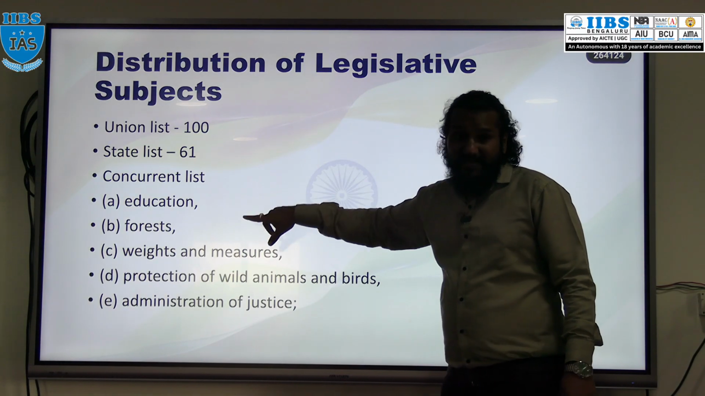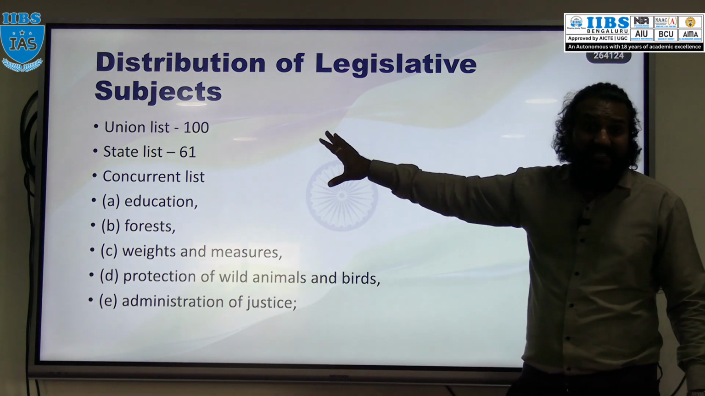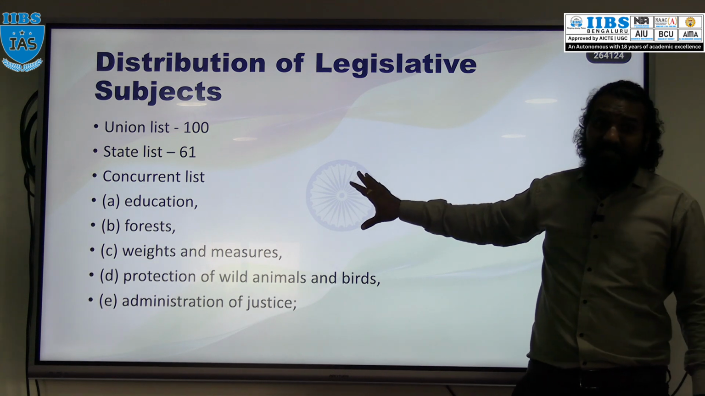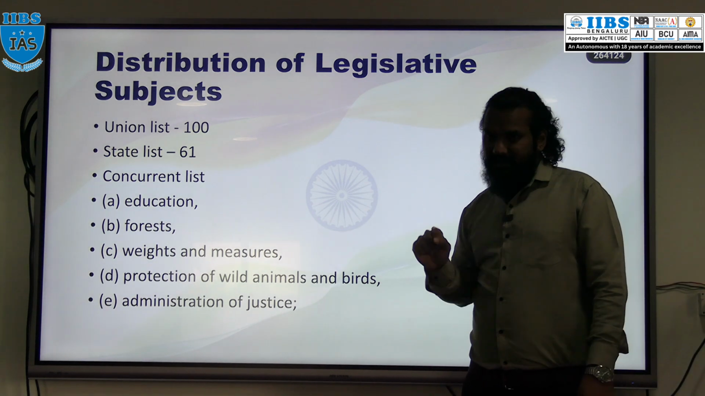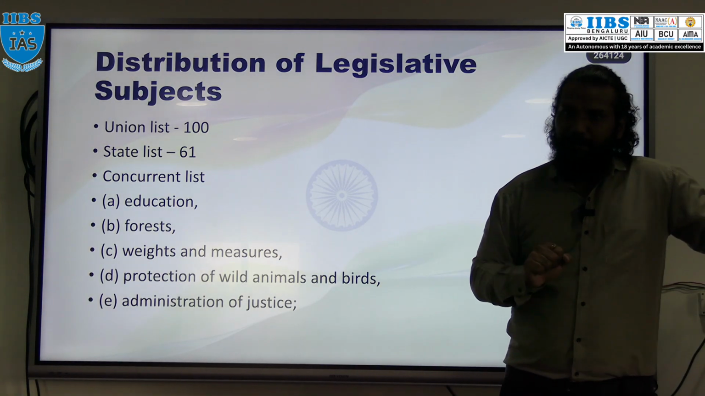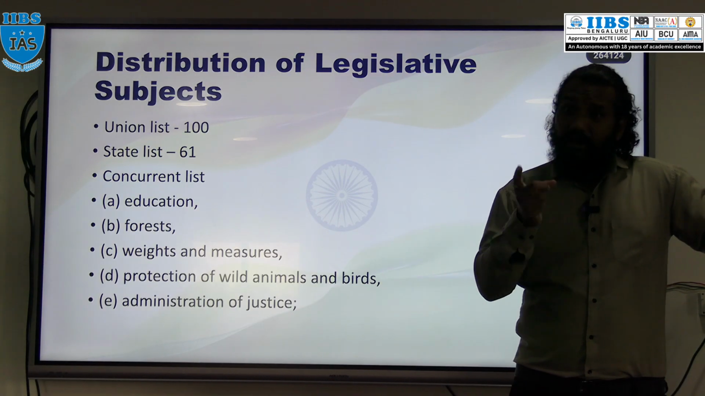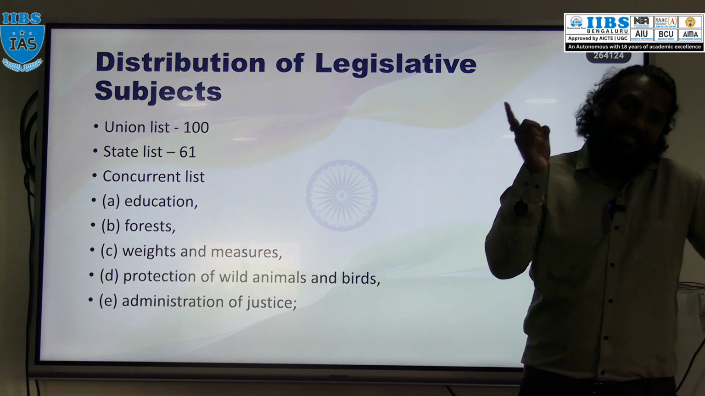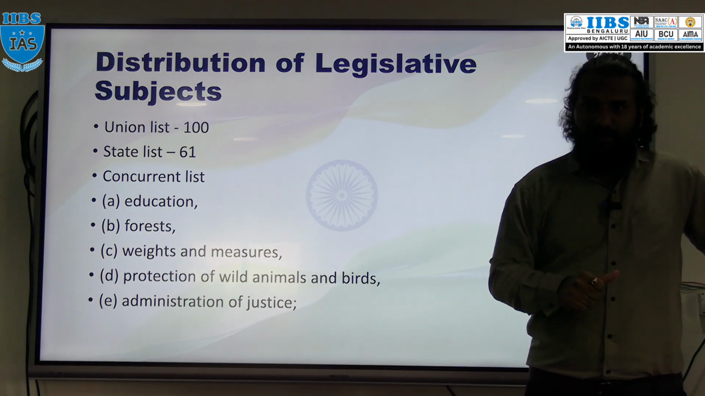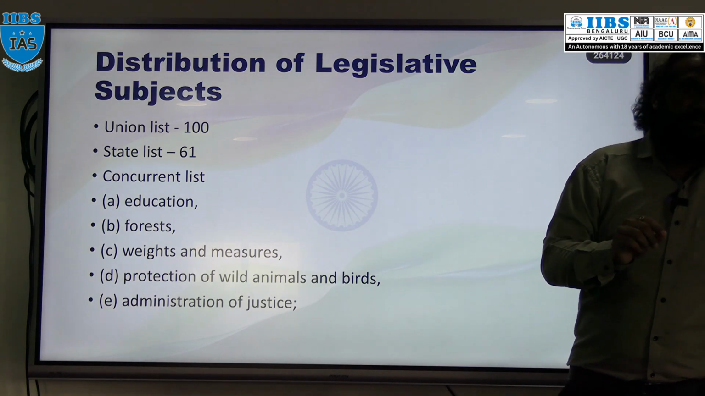both the central government, Parliament, also has the authority to make a law, as well as the state legislature is also having authority to make a law. In which list? Concurrent list. But now the question arises: if the law is made by Parliament in the concurrent list on one particular subject, and on the same subject the state legislature also makes a law, at that time which law do we need to follow? At that time the law which is made by Parliament will prevail.